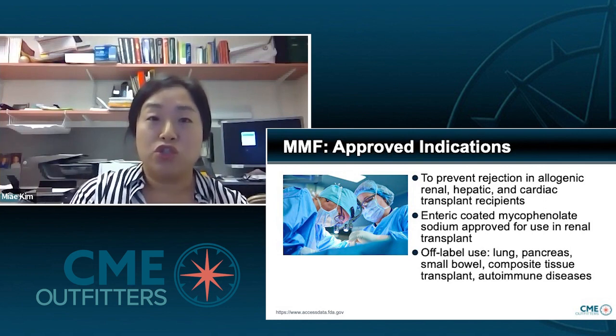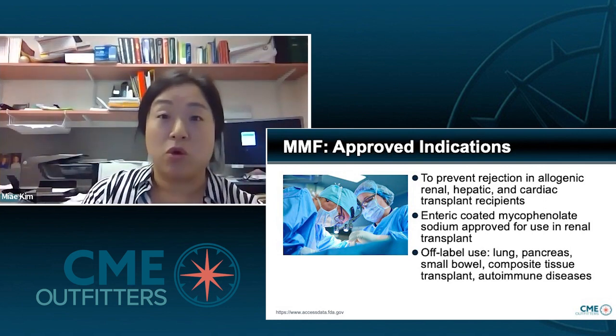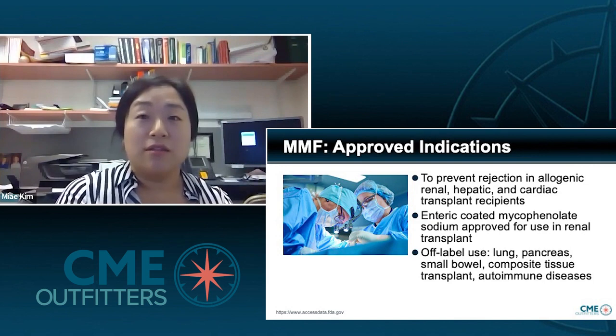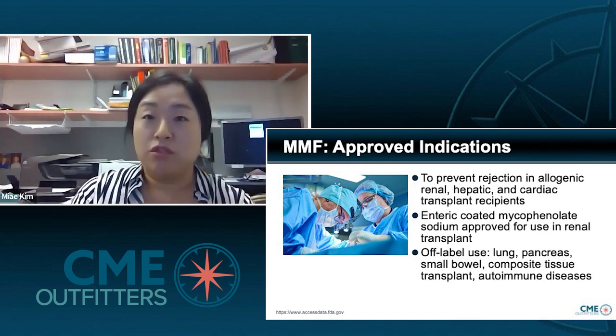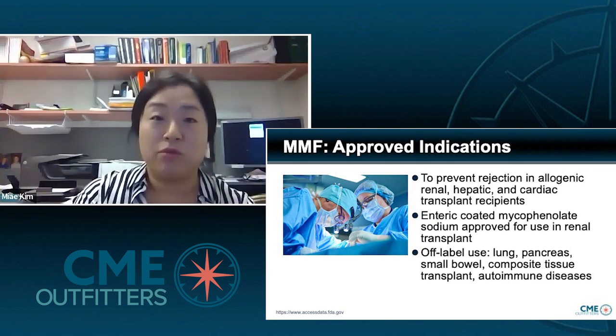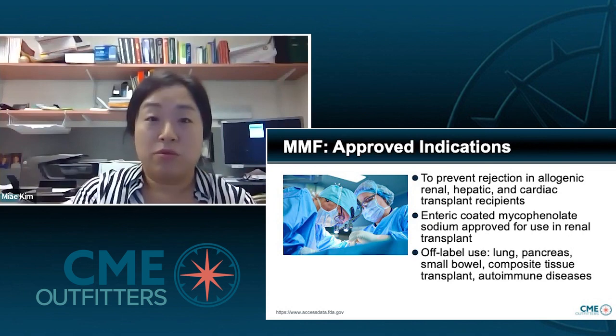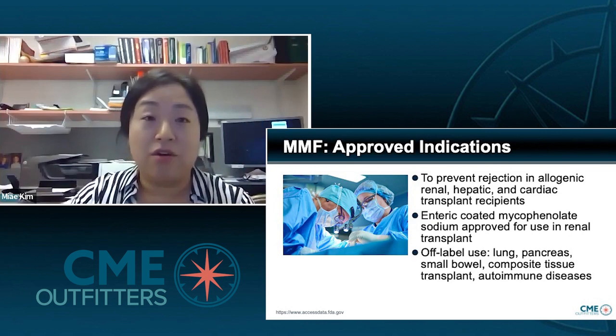In addition, its use for the treatment of autoimmune diseases steadily increases as well, such as lupus, rheumatoid arthritis, inflammatory bowel disease such as Crohn's disease, inflammatory eye disease, and other autoimmune kidney and skin disorders.